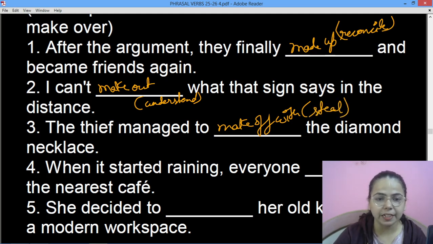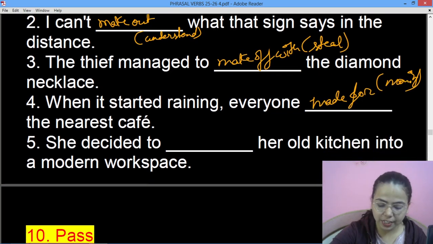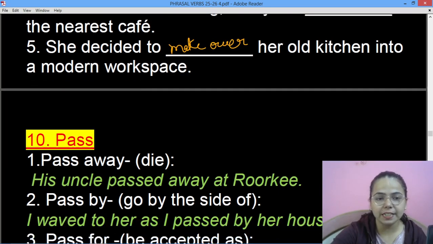When it started raining, everyone made for the nearest cafe, means everyone was moving towards the nearest cafe. She decided to make over, means to convert her old kitchen into a new modern workspace. To make over. Okay, next is pass.